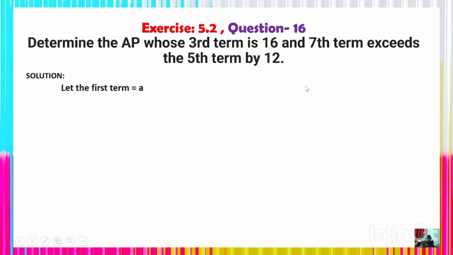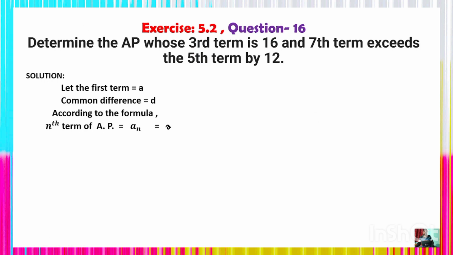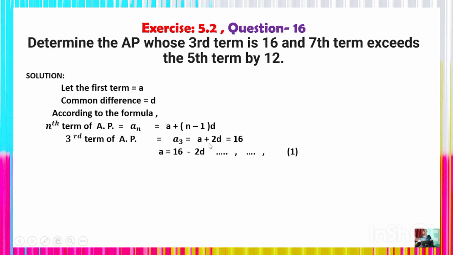Let the first term be a. Common difference is what? d. According to the formula, the nth term of the AP, an, is equal to a plus n minus 1 whole into d. The third term of the AP is a3, which is a plus 2d, which is 16, because it is given that the third term is 16. So a3 is equal to a plus 2d is equal to 16. So a is equal to 16 minus 2d, as 2d will be transposed. Now express a in terms of d. So a is equal to 16 minus 2d, which is equation number 1.